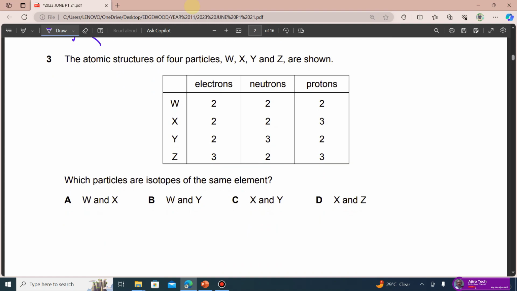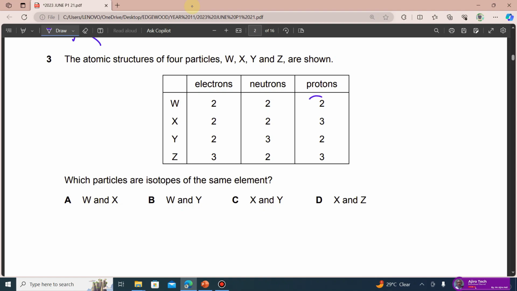Now, the next question. The atomic structures of four particles W, X, Y, and Z are shown. Which particles are isotopes of the same element? For two particles to be isotopes, they have the same atomic number but a different number of neutrons. So let's look at the options that we have. Which of these particles have the same number of protons?